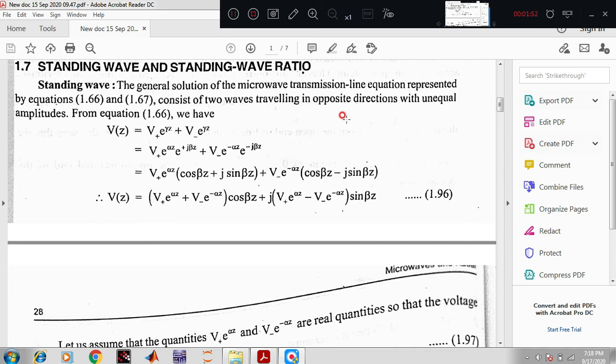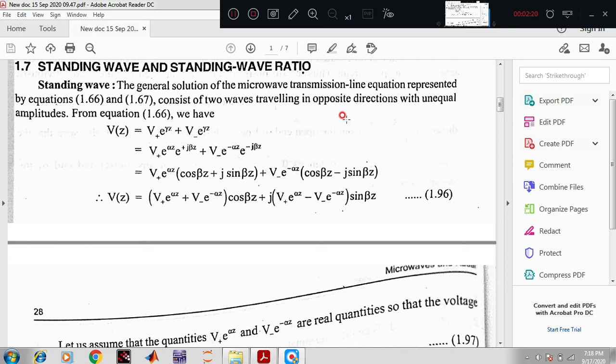And the combination of the incident wave and the reflected wave gives rise to a new type of wave known as the standing wave. So here we understand what standing waves are. These standing waves are nothing but the combination of the incident wave and reflected waves.